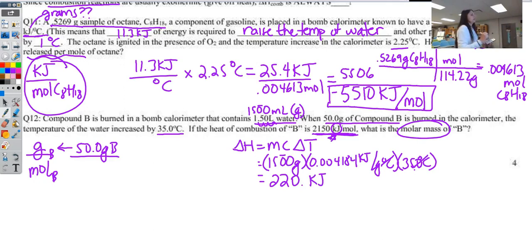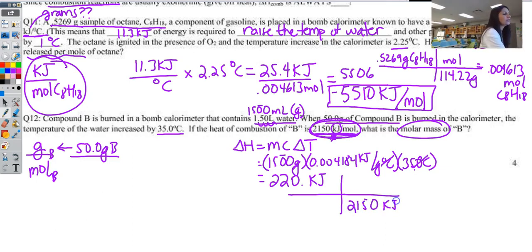Okay, now, I'm still not there because I just figured out kilojoules, but that's not what I want. I want moles. Okay, there's something we didn't use. We did not use this value right here. And so all I need to do now is, if I know my kilojoules and I know my kilojoules per mole, that can tell me how many moles I actually must have reacted. So it's 2150 kilojoules for every mole. So this 220 divided by the 2150, and I get 0.102 moles.